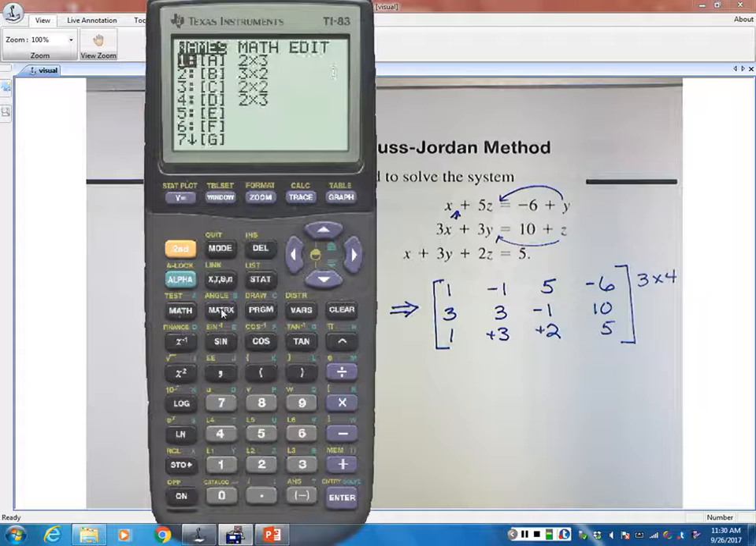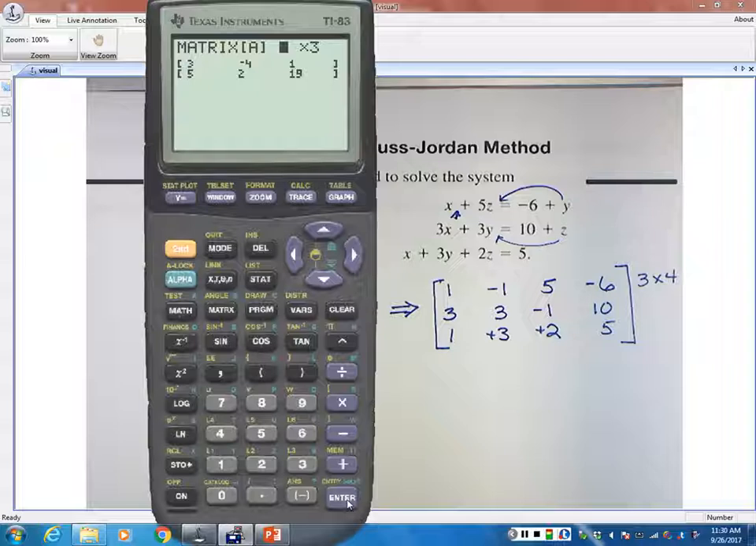So again, we're going to go to the matrix. We're going to choose edit. I just keep using matrix A over and over again. I don't use different matrices if I don't have to. So matrix A needs to be a 3 by 4, and its entries are 1, -1, 5, -6, and then 3, 3, -1, 10, and then 1, 3, 2, 5.